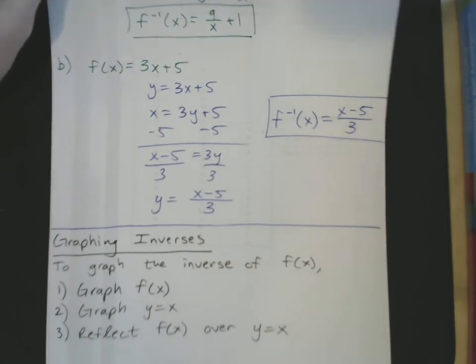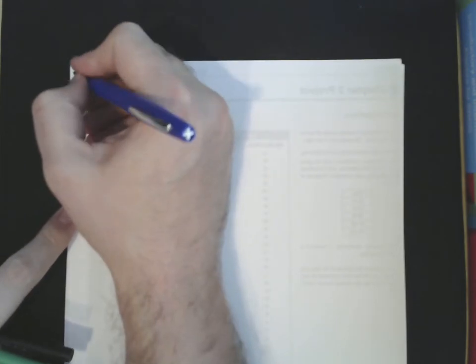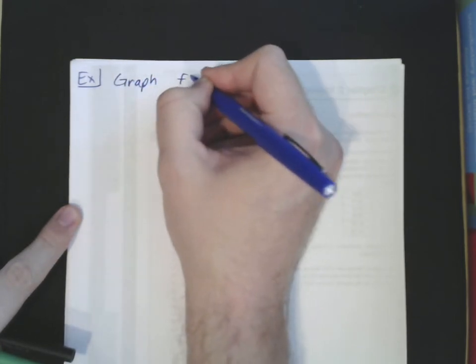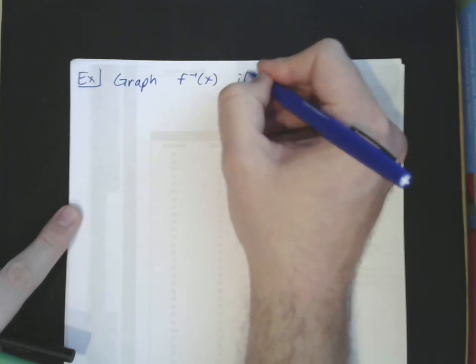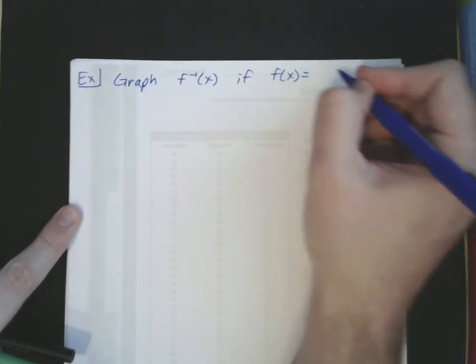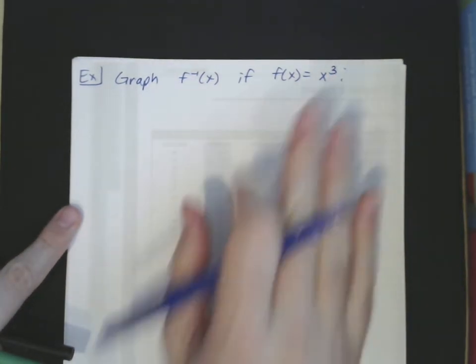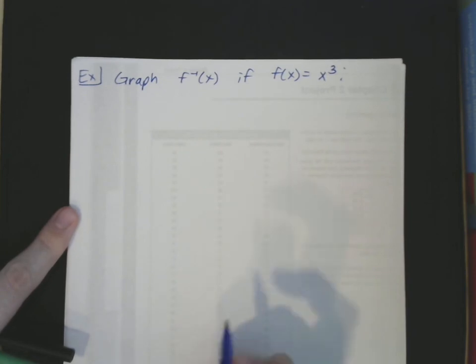So let's look at a nice little example of how this would work. Luckily, it means that we don't have to learn any new tricky procedure for graphing. If you can graph any of the functions that we've been graphing so far in class, up to this point, you can graph any inverse. So we're going to graph f inverse of x if f of x equals x cubed. So we've done, or we could figure out the inverse of x cubed, but we're not going to do that. We're just going to graph.